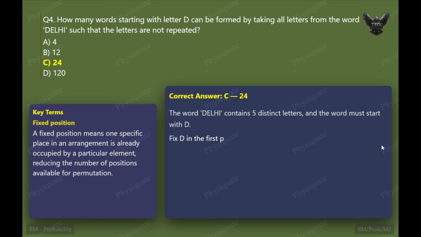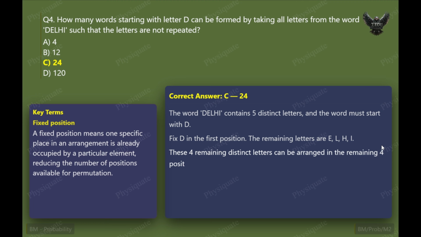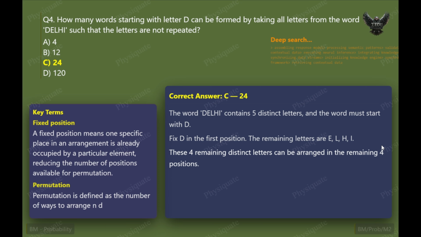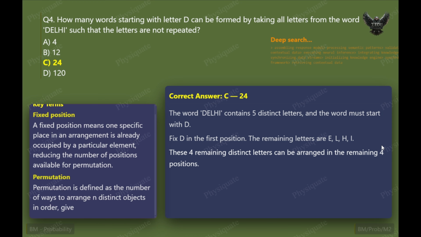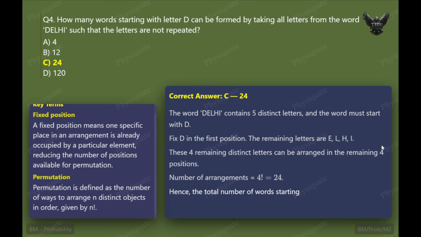Fix D in the first position. The remaining letters are E, L, H, I. These four remaining distinct letters can be arranged in the remaining four positions. Let us examine permutation. Permutation is defined as the number of ways to arrange n distinct objects in order, given by n factorial. Number of arrangements equals 4 factorial equals 24. Hence, the total number of words starting with D is 24.